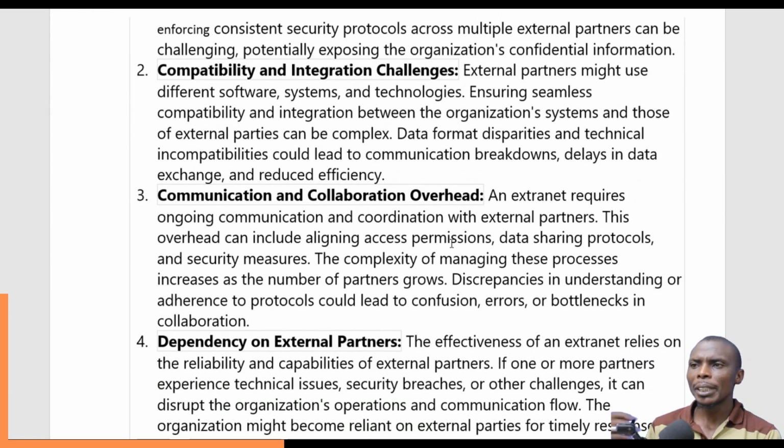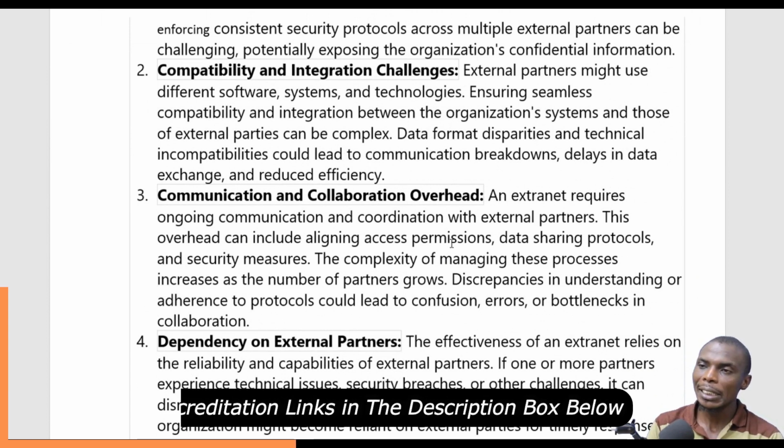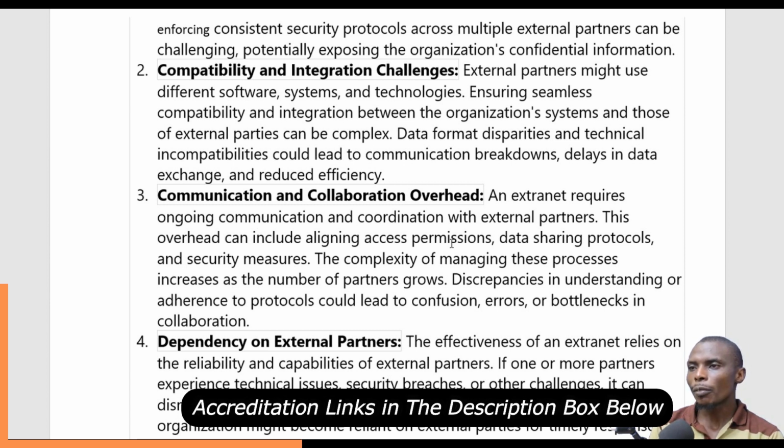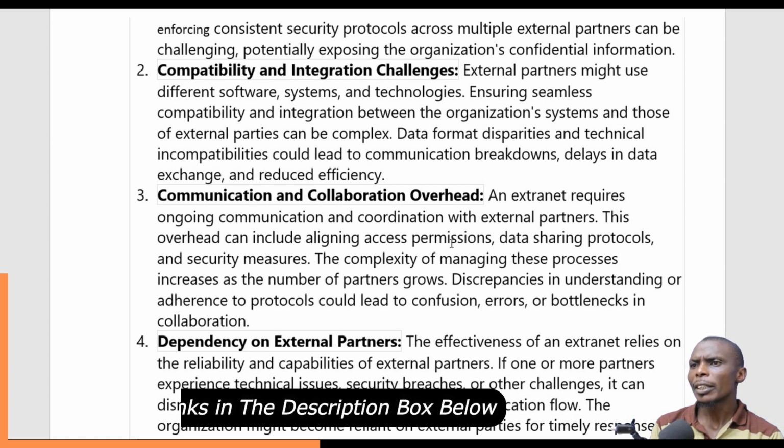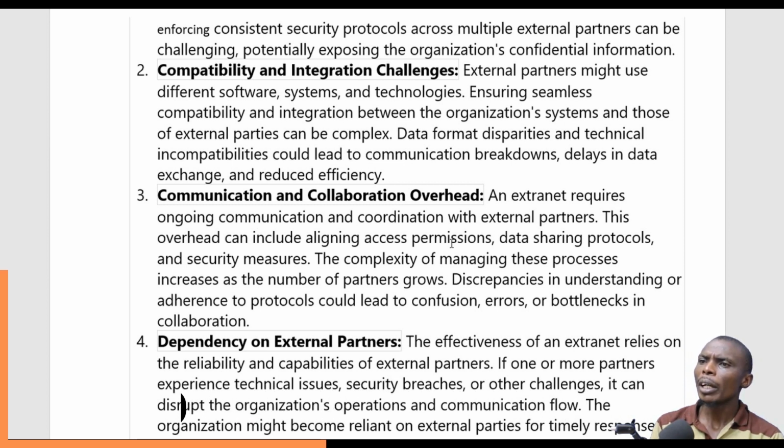The second one is compatibility and integration challenges. So external partners might use different software when they are also trying to access the extranet. And this software or even hardware sometimes needs compatibility. They will need to be compatible with the existing system. And this sometimes will not augur well with transmission of data. So external partners might use these different technologies and even systems. So compatibility and seamless transmission sometimes is interfered with because of data incompatibilities and maybe communication breakdown and delays that are brought in because of these incompatibilities.